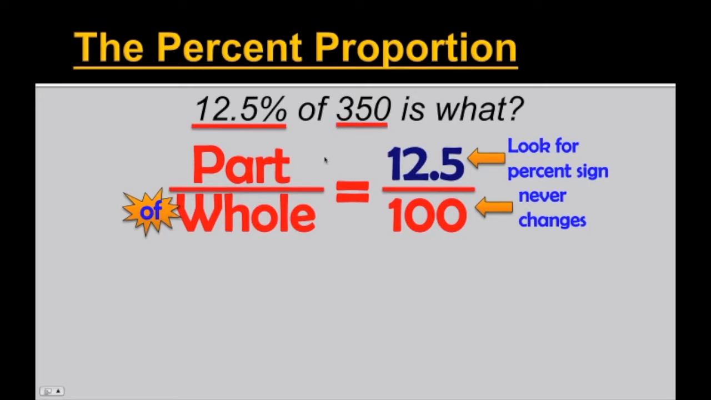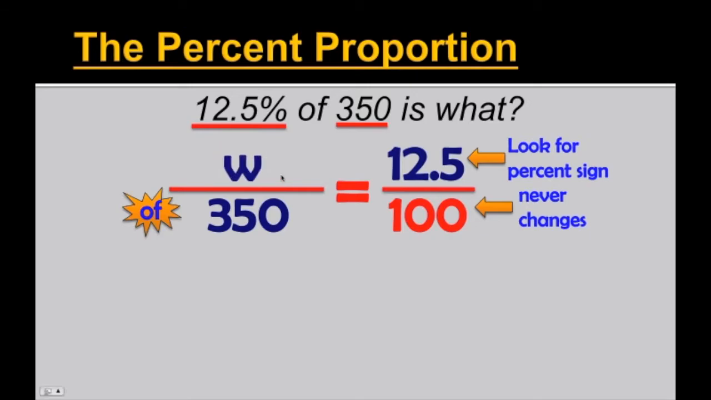And remember, whenever we say something is out of a number, we're saying that that number is our whole. So we're saying it's out of 350, so 350 is our whole, so we'll put it here. And we're asking is what? Well, we have our percent, we have the whole, we have the 100, which never ever changes, so we have to find the part. And that's going to be what? So let's give it a variable, W. So now we have our proportion set up. Now we just need to solve it.